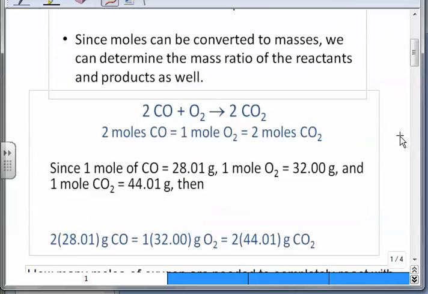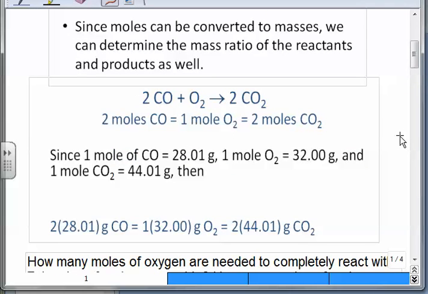So in the case of the reaction of carbon monoxide with oxygen to produce carbon dioxide, our balanced equation says that we have two molecules of CO reacting with one molecule of oxygen to produce two molecules of CO2. A more useful way to think about this equation is that 2 moles of carbon monoxide react with 1 mole of oxygen to produce 2 moles of carbon dioxide. So it's most useful for us to think of these coefficients as representing the molar ratios.